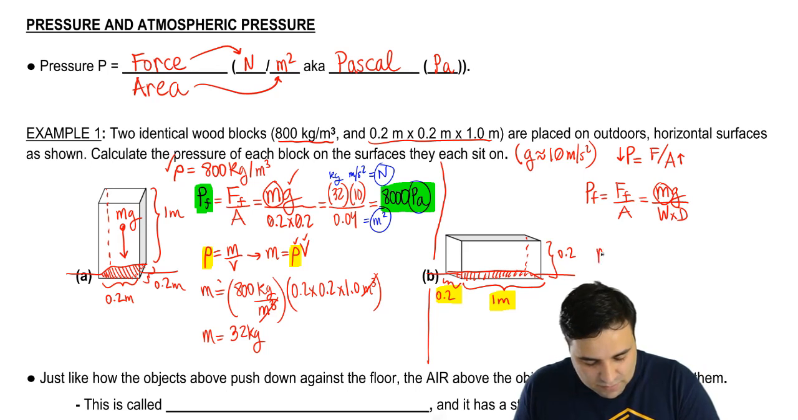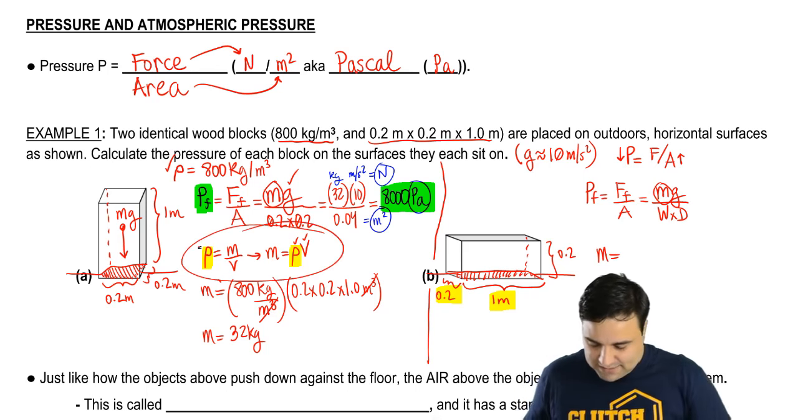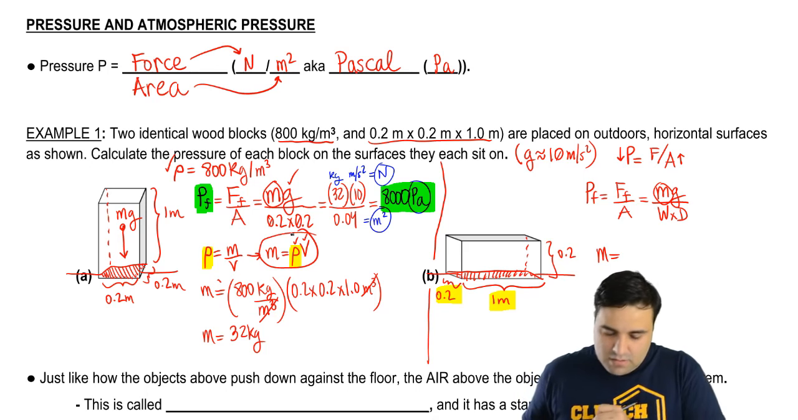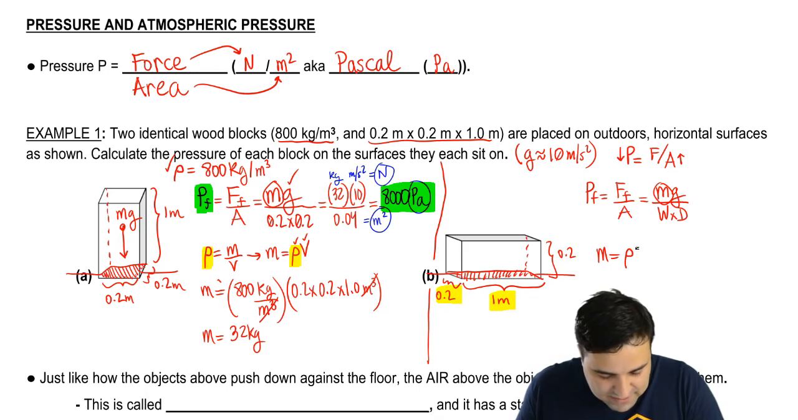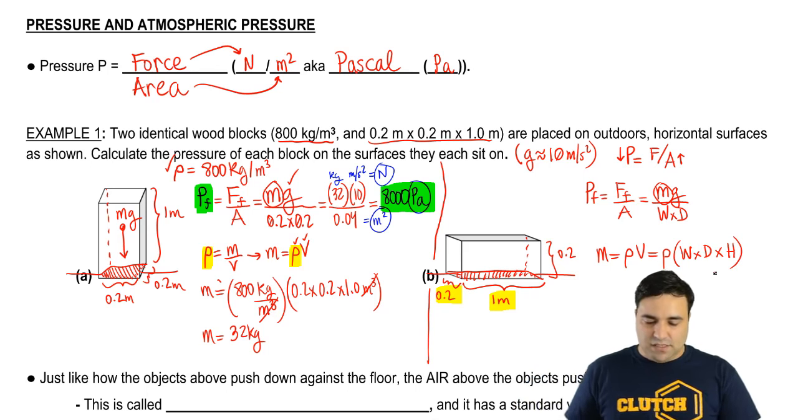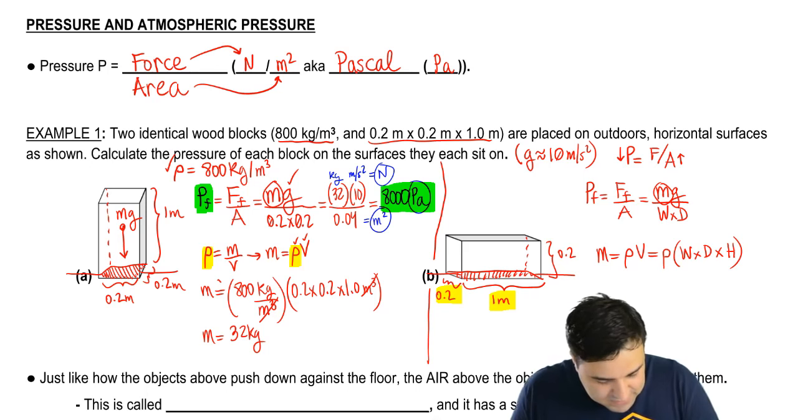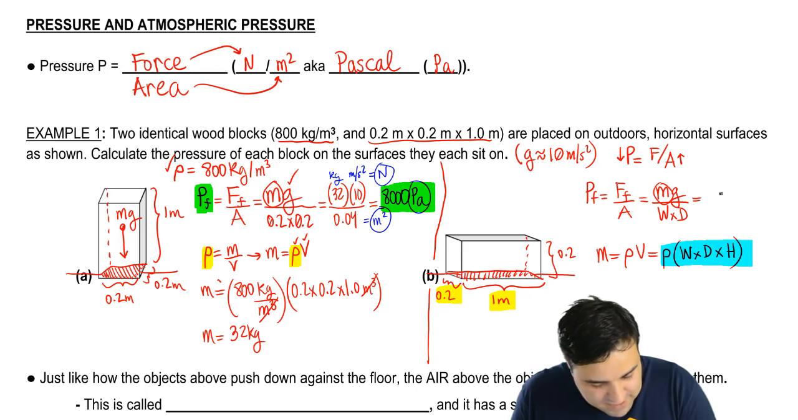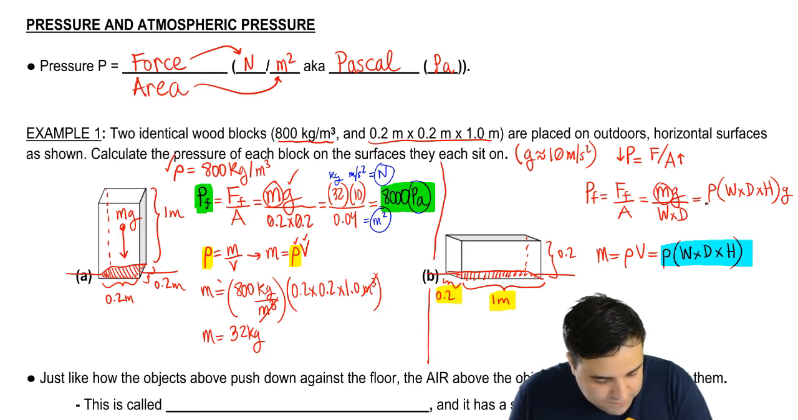And then mass, remember we just did this here, mass is density times volume. But what is volume? Volume is width times depth times height, okay? Width, depth, and height. So I can plug this stuff in here, and I can say the m is going to become rho w d h, don't forget the g over here, divided by w times d.